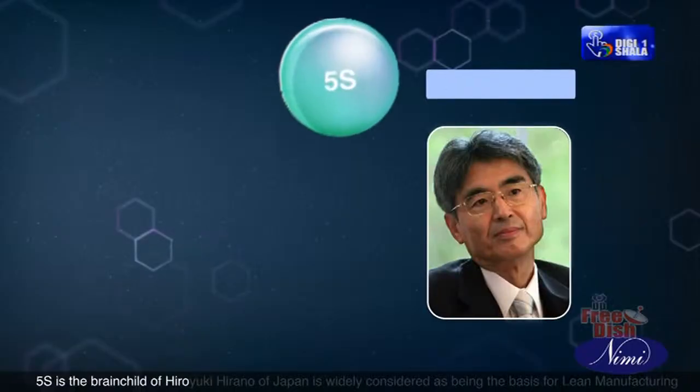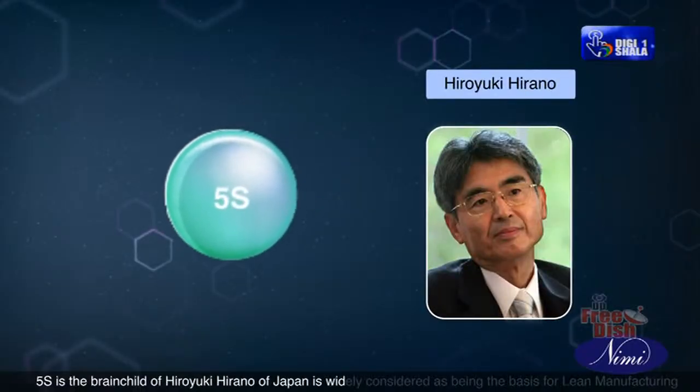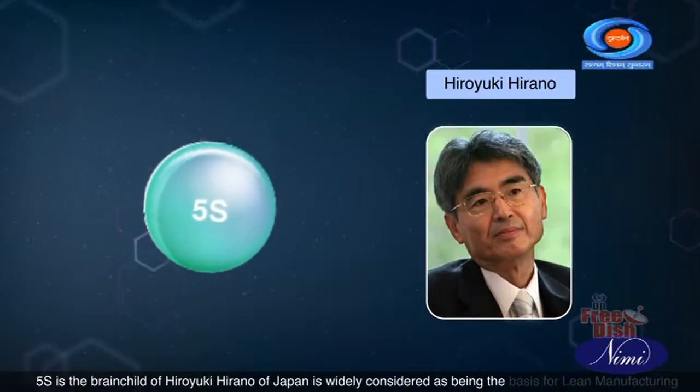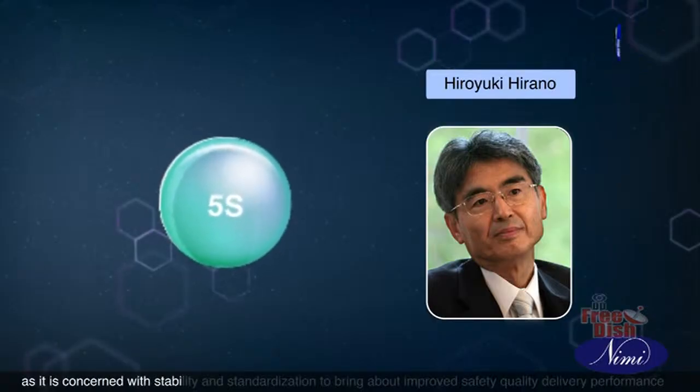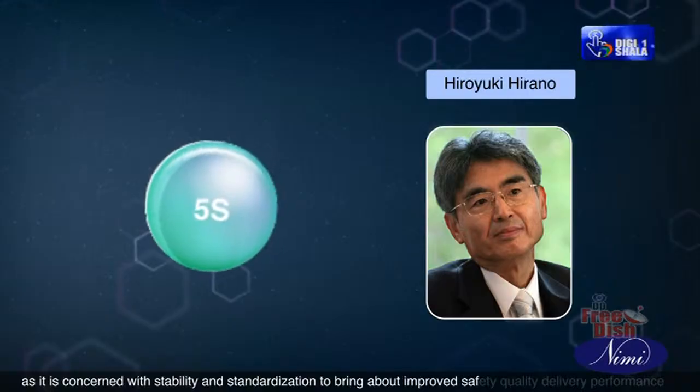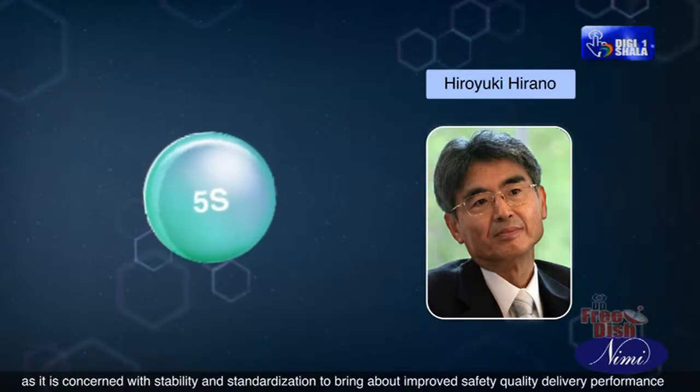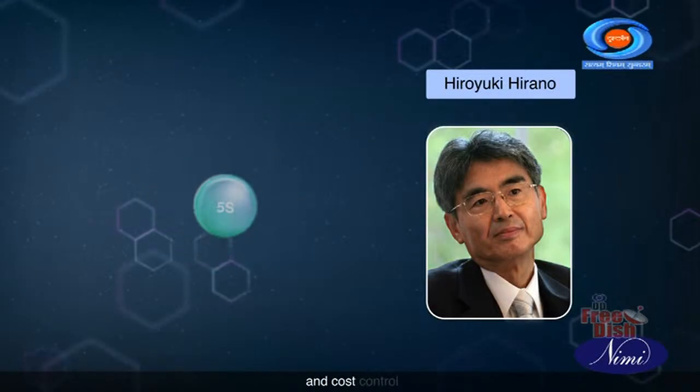5S is the brainchild of Hiroyuki Hirano of Japan and is widely considered the basis for lean manufacturing, as it is concerned with stability and standardization to bring about improved safety, quality, delivery performance, and cost control.